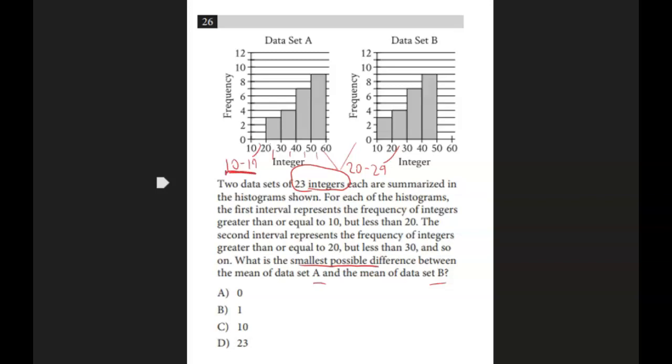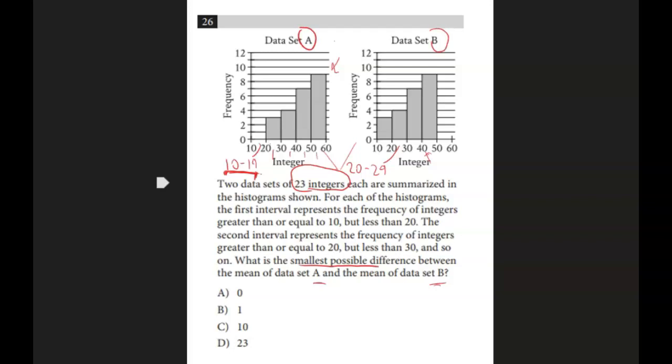So I can choose whether it's 10 or 19 because it doesn't specify. So if I wanted to manipulate the data, I could use it there. And if they want to find the smallest possible difference between A and B, it looks like A is skewed higher because it's skewed to the right, and B is skewed lower because it's to the left. So I can assume data set A's mean is going to be higher than B.